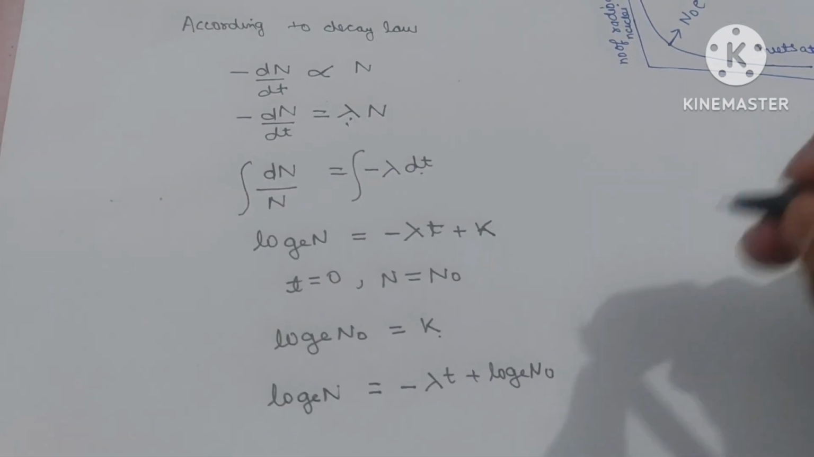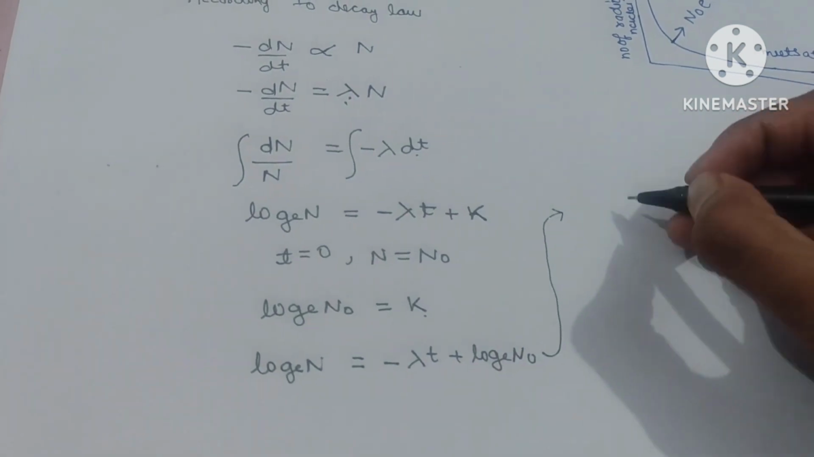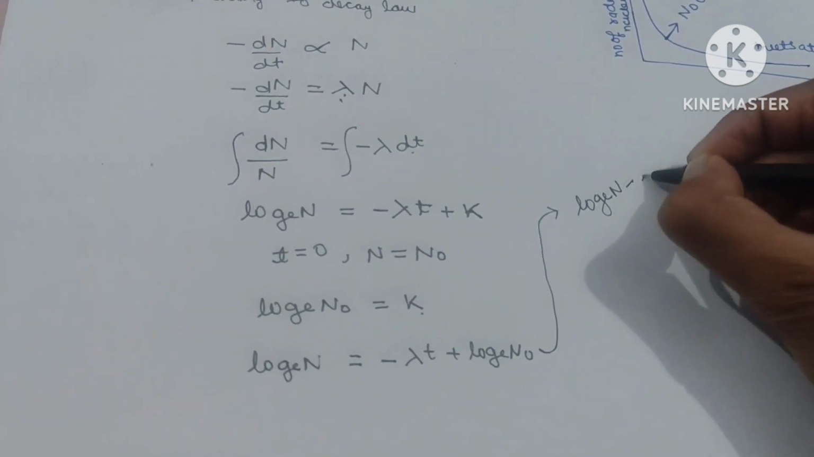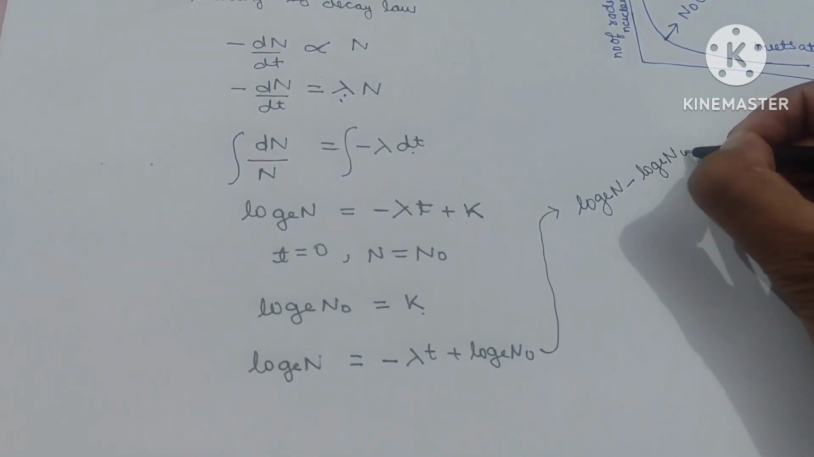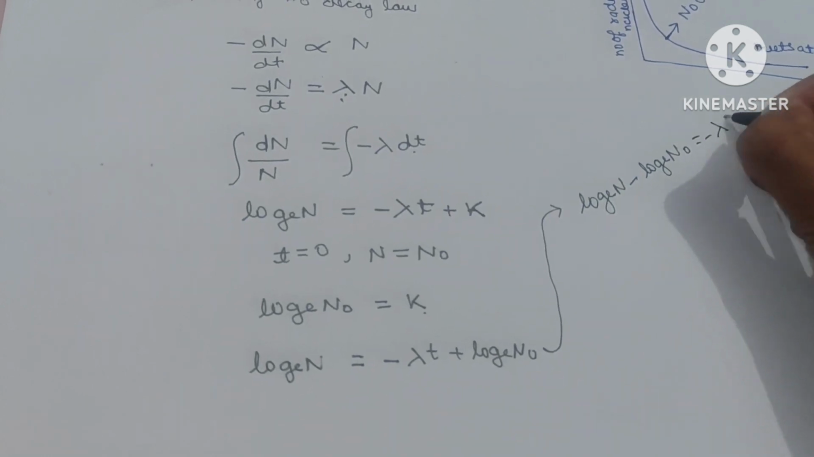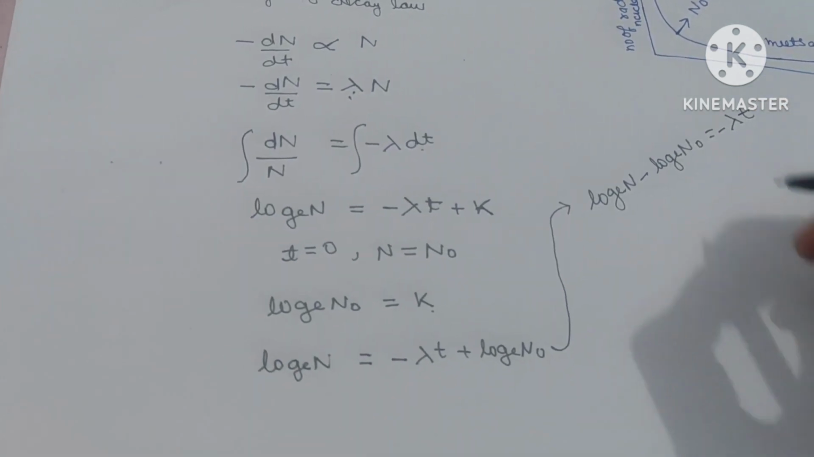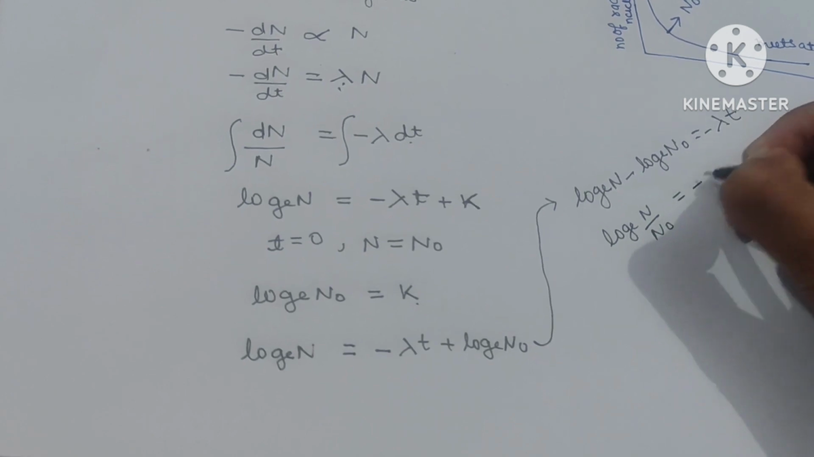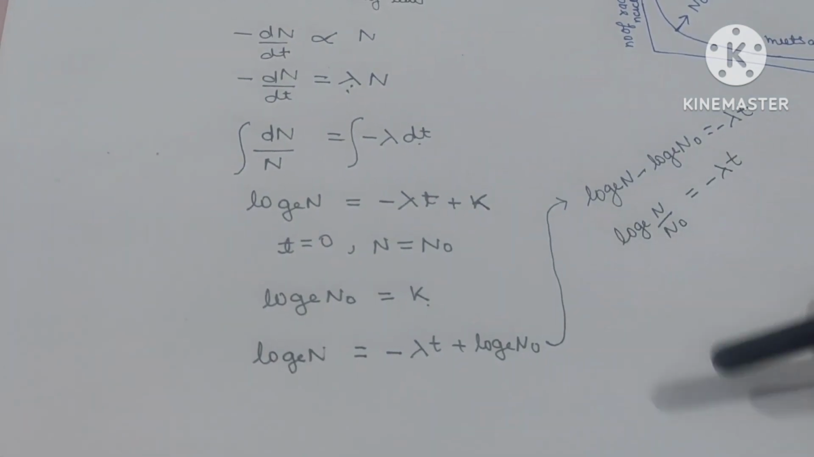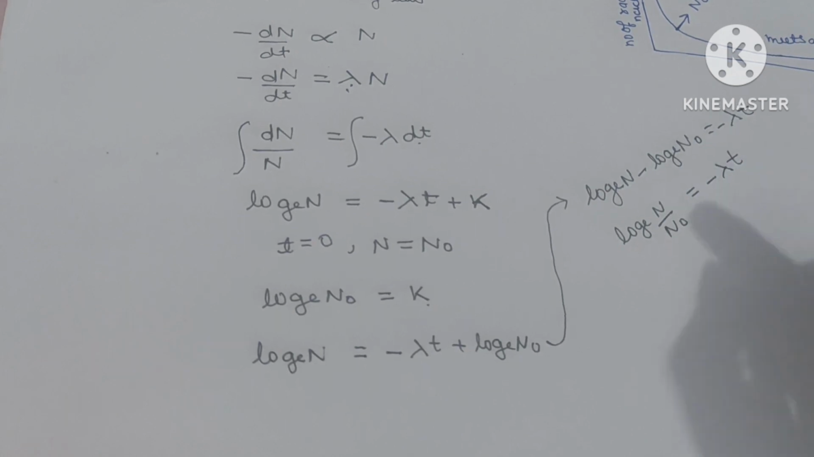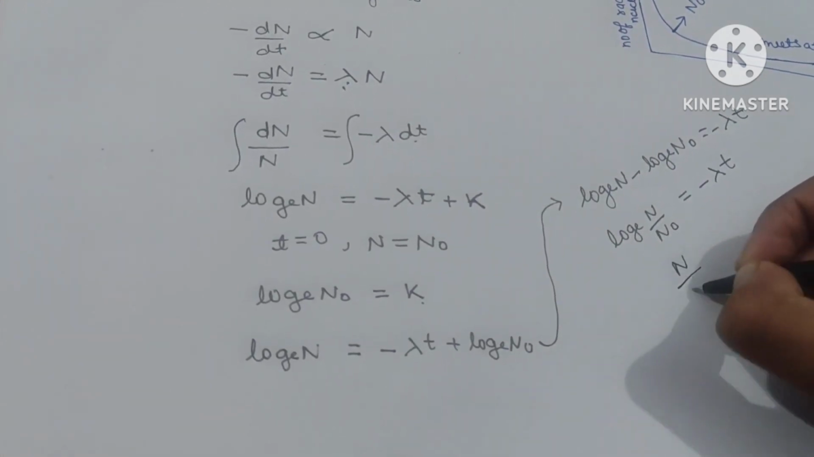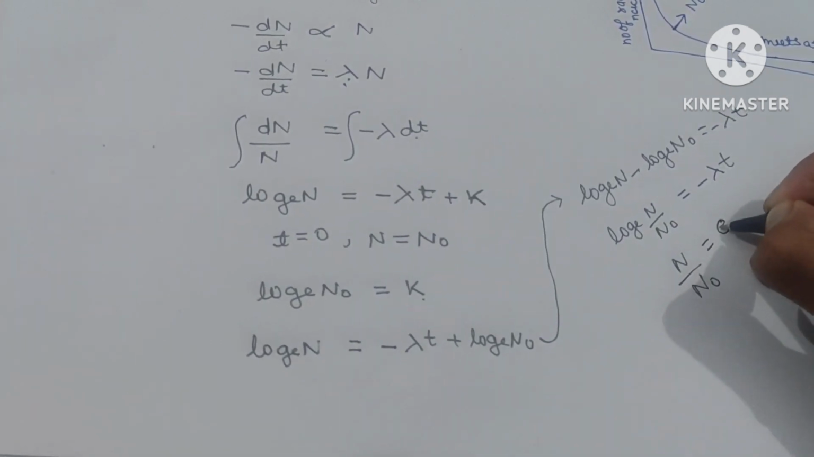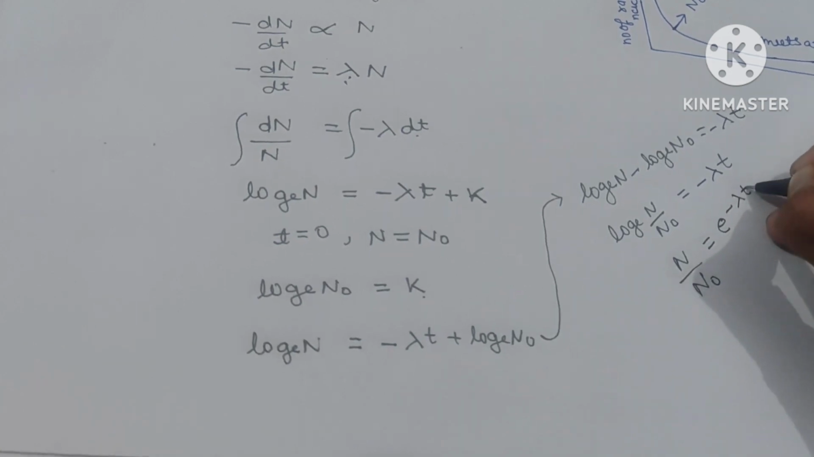Now what we'll do, this will happen: log e N minus log e N naught, that is log N by N naught, equals minus lambda t. Now we will take the exponential. After taking the exponential on both sides, the log will cancel and e to the power minus lambda t will be left.